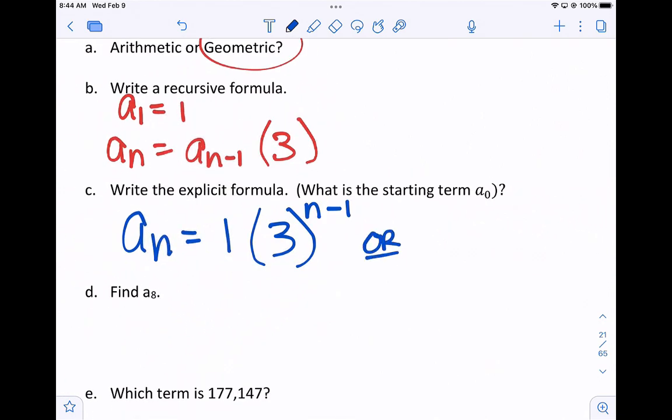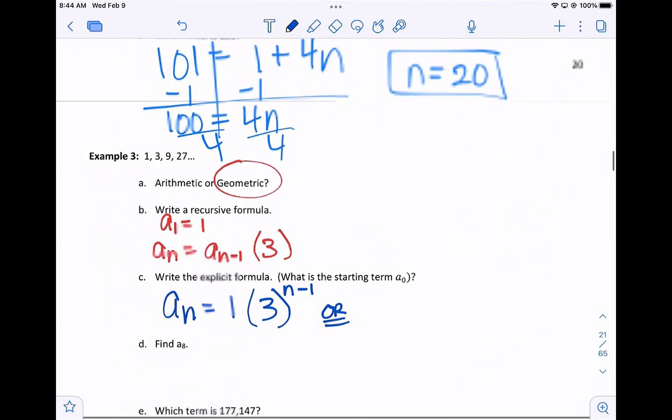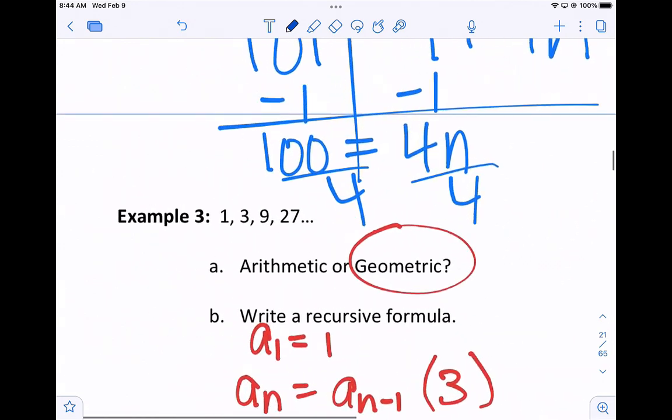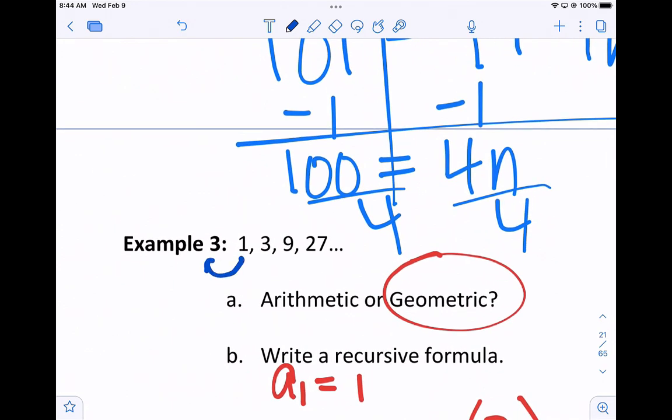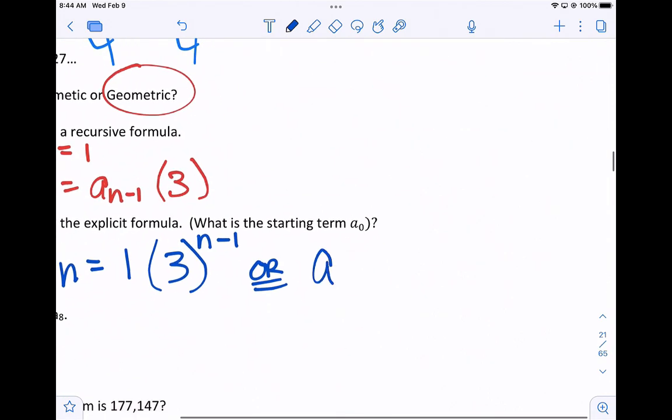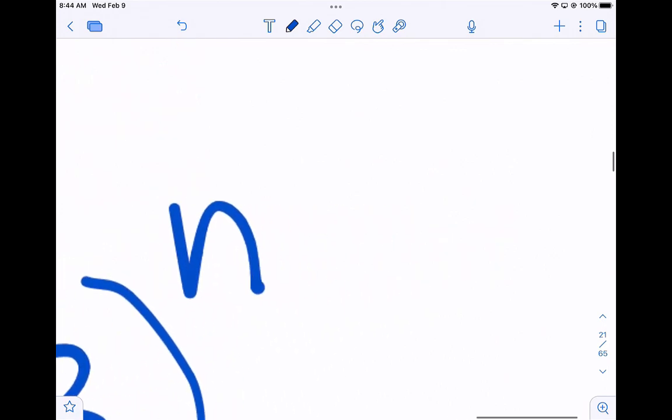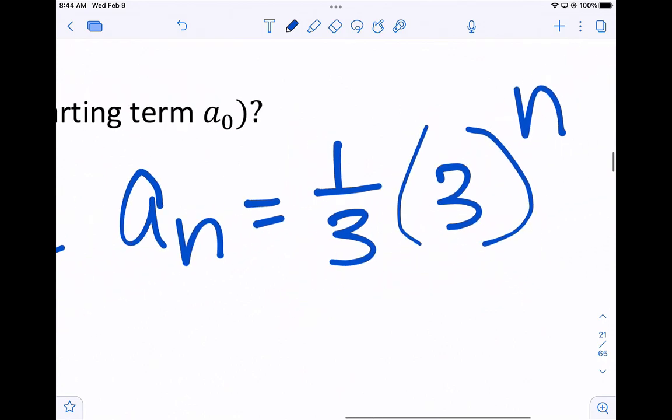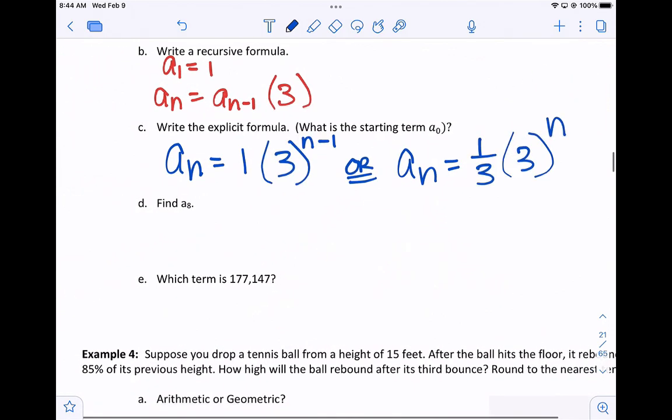Or, and this is the way that I prefer, if we have the 0 term. So the 0 term would be going backwards. So if the first term is 1, the 0 term, instead of multiplying by 3, would divide by 3. So here the 0 term is 1/3. So right here, we start with our 0 term, we're tripling it every time, and then you don't have to shift it because you already did with that 0 term. So there's 2 ways to write this.